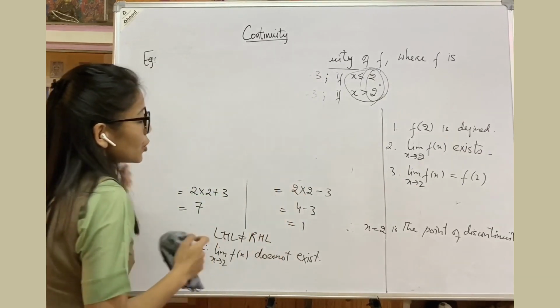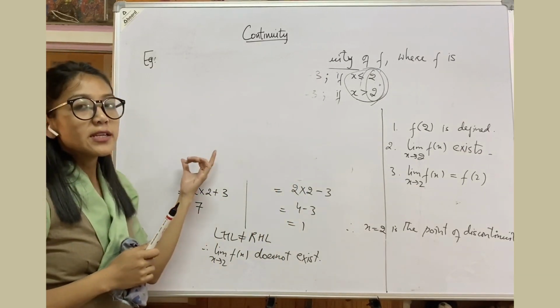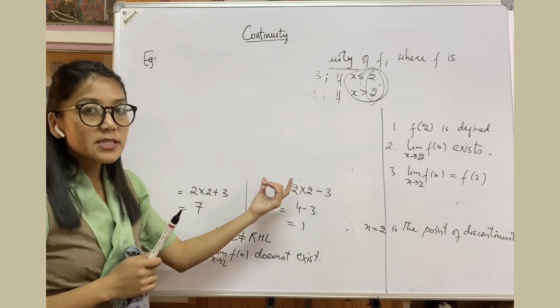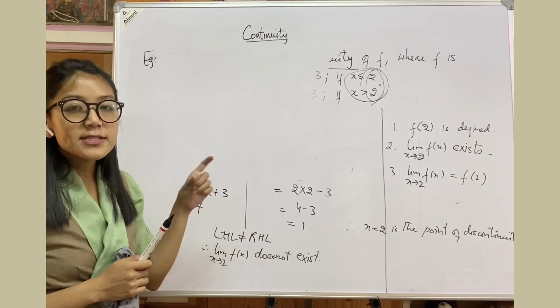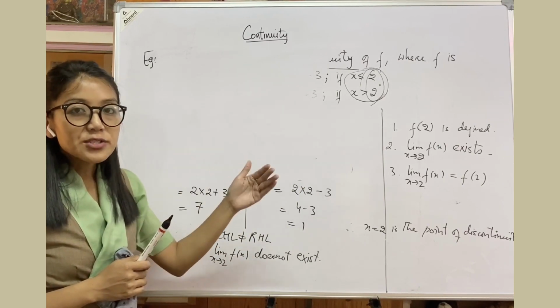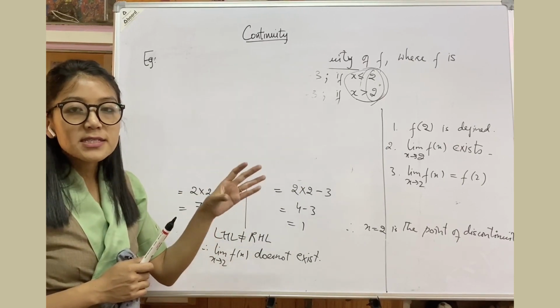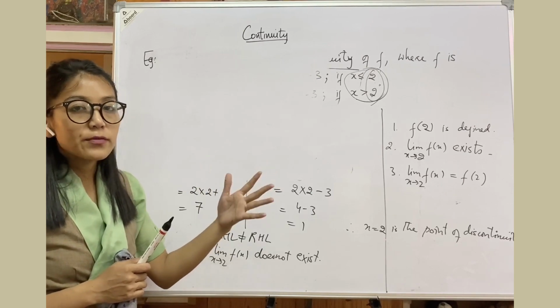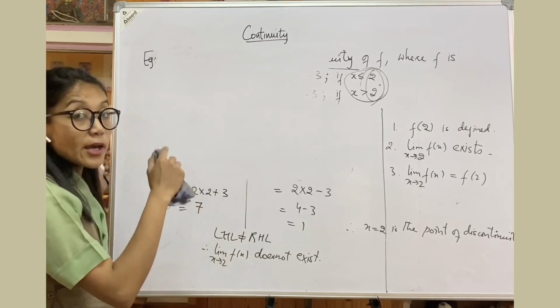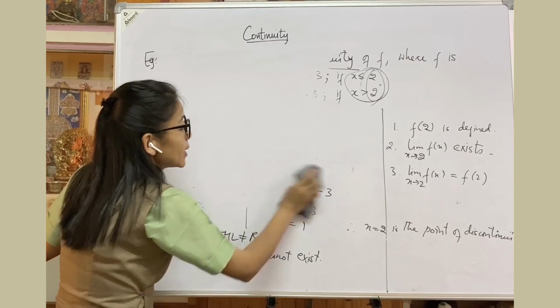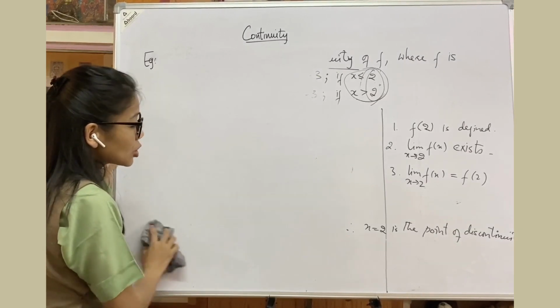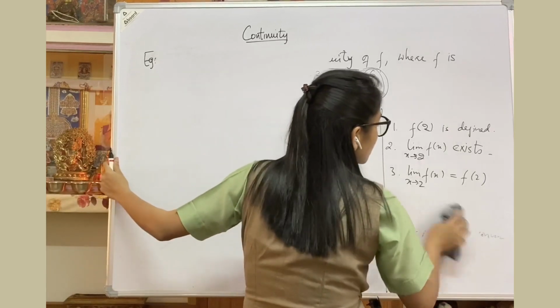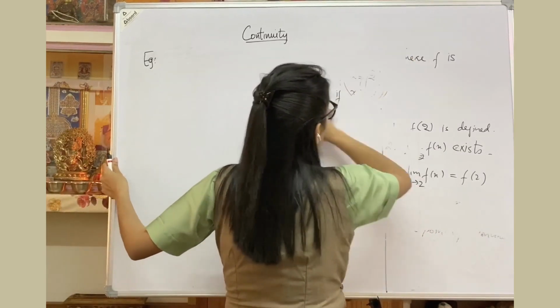Okay, I told you, when you are finding or evaluating the left hand limit and right hand limit, if your function is a polynomial, then you don't have to do that substitution method, letting x equal 1 minus h, with h tending to 0. You can directly substitute. But in case of the greatest integer function and the modulus function, you need to use this substitution method.